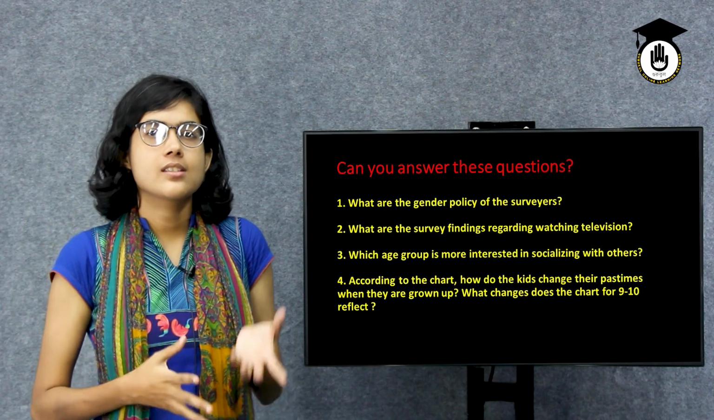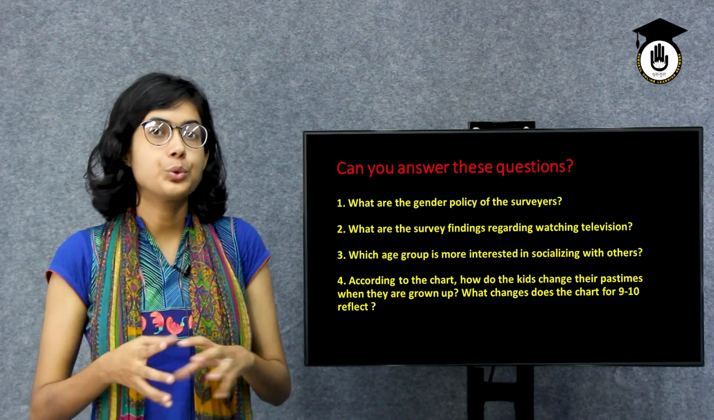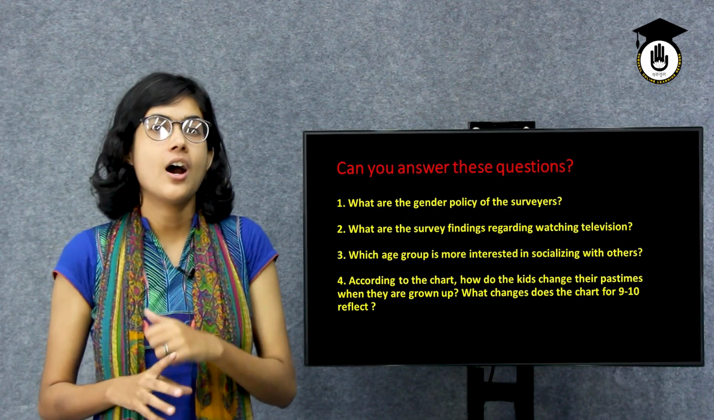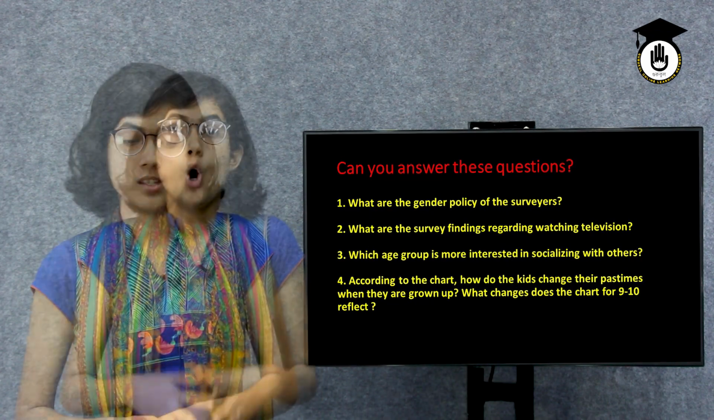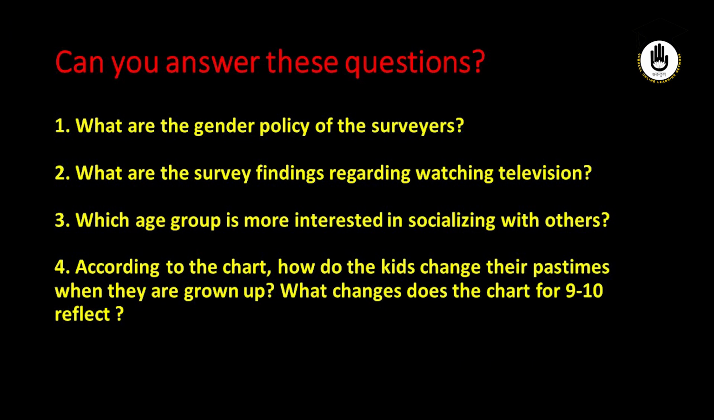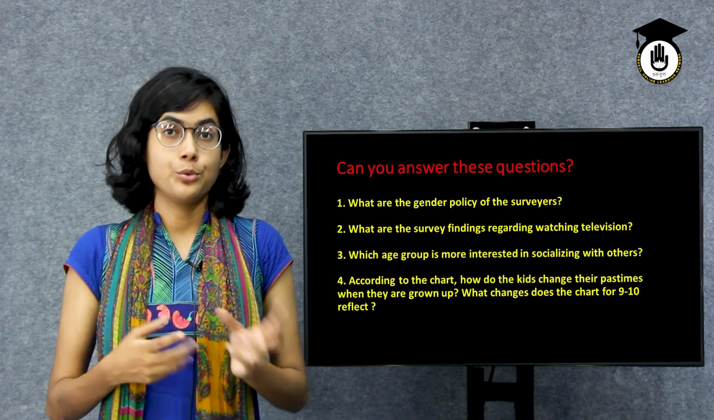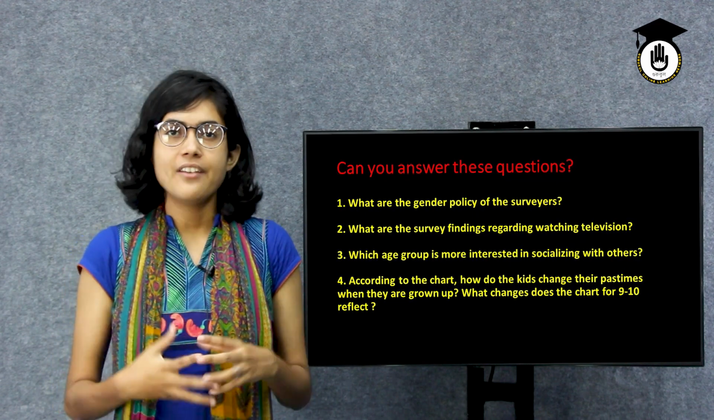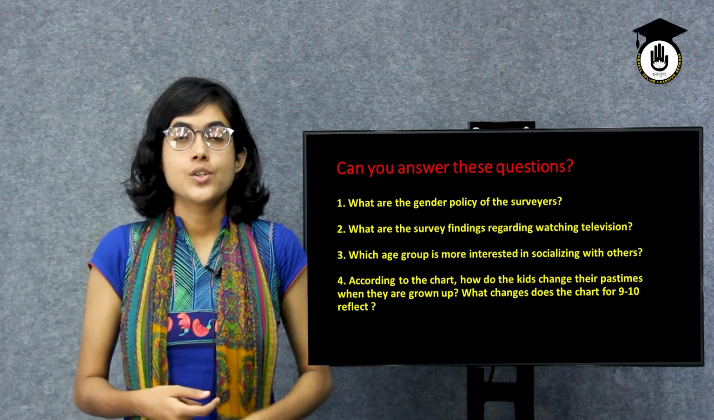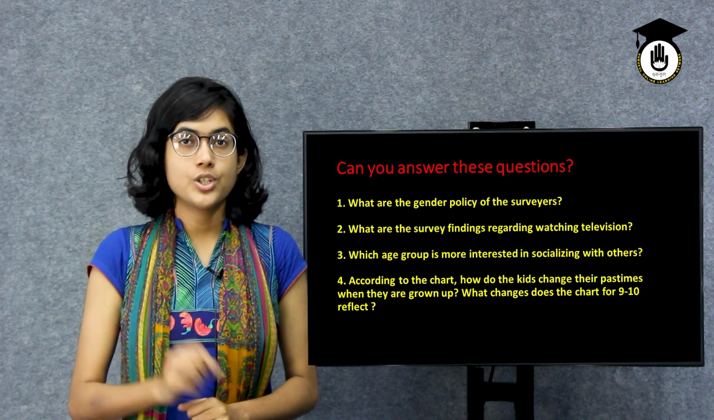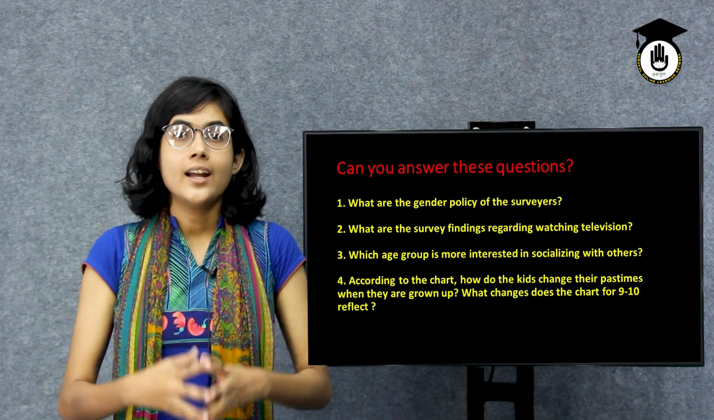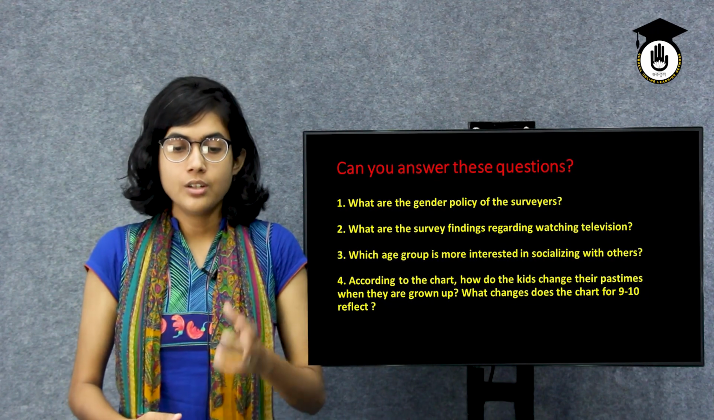Now let's discuss the questions that we have in the textbook to understand the graph a bit more. The first question we have is, what is the gender policy of the surveyors? So you remember, this is a report from Anusha and Tia. They have conducted a survey. So they are the surveyors. They have mentioned in their presentation what their gender policy was.